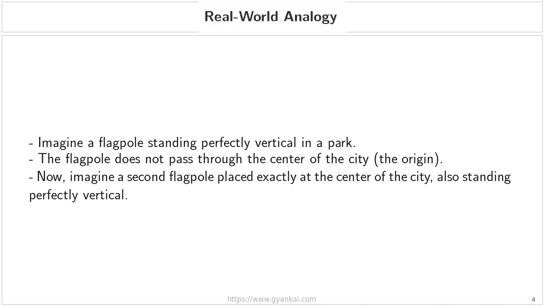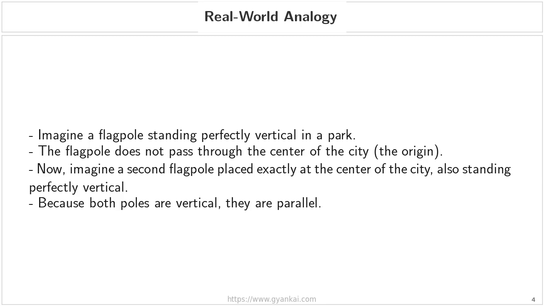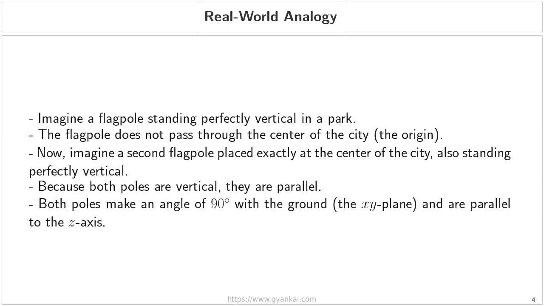Next, I want you to imagine a second flagpole. This one is placed exactly at the center of the city, right at the origin. This second pole is also standing perfectly vertical. Because both poles are standing straight up, they are parallel to one another. If you look at them, both poles make an angle of 90 degrees with the ground, which is our xy plane, and both are parallel to the z-axis.